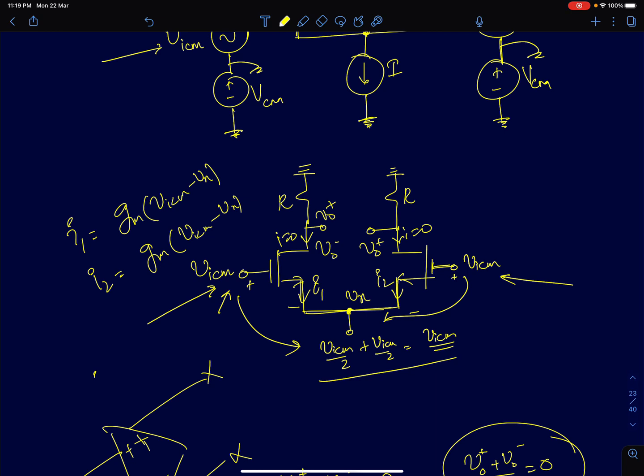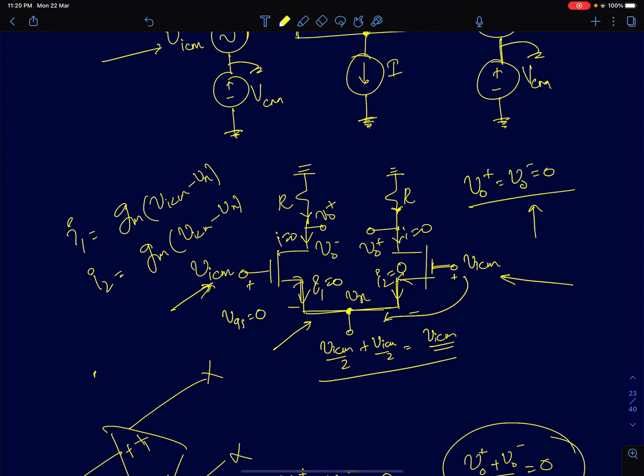Now that simply means if this source node voltage comes to VICM, then the VGS is 0, because your gate voltage is exactly equal to the source voltage. If your VGS is 0, then the drain currents I1 and I2 are both 0. If both I1 and I2 are 0, the small signal voltages at the drain terminals are simply the voltage drop across these resistors R. Since the currents are 0, the voltage drops will also be 0. So I can directly say VO plus and VO minus are both equal to 0.